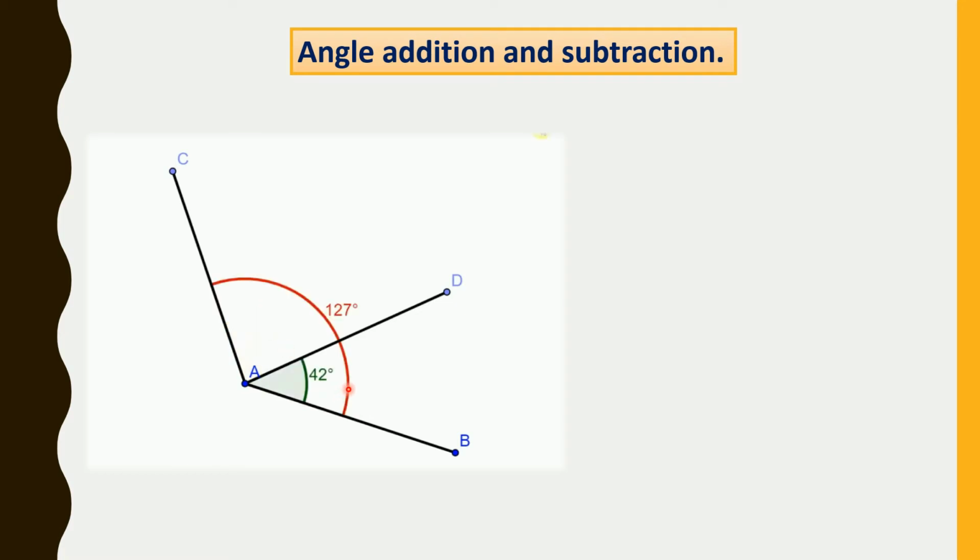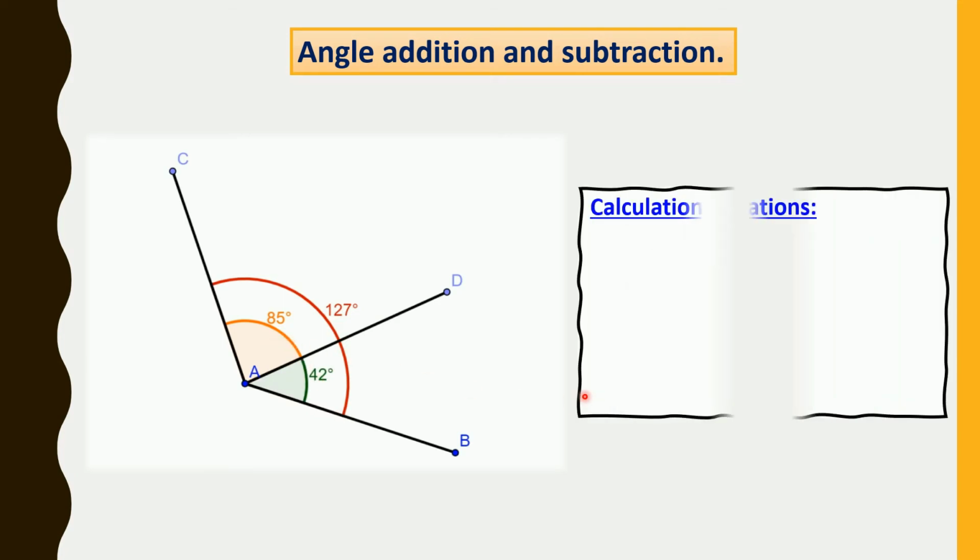If they gave us the measure of the green angle and the big angle BAC, the red angle, to find the measure of the orange angle, we do the red angle minus the green angle. And if they gave us the measure of the orange angle and the whole angle, the red one, to find the measure of BAD, we do red angle minus orange angle.